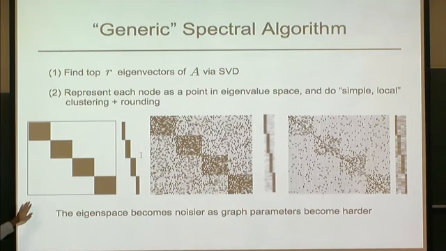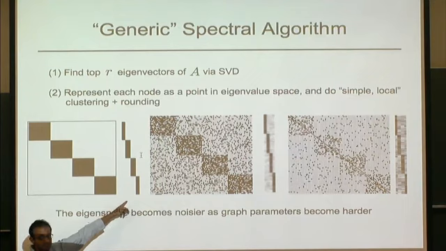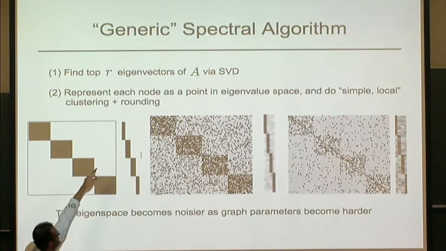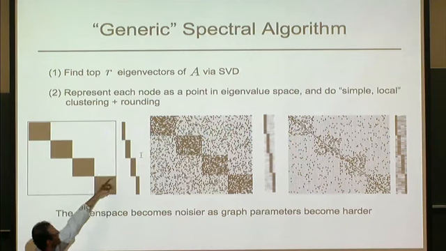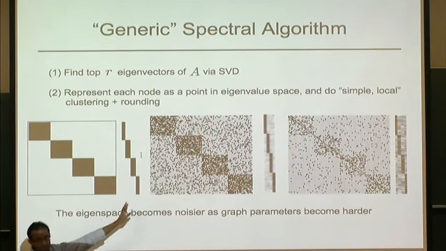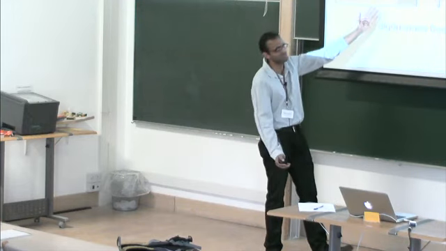Let's say first we were given the stupidest problem, which is that it's already block diagonal. In this case, R is 4, and the top 4 eigenvectors will be exactly this. So if I represent every node as a point in 4-dimensional space, then the nodes of the first cluster will be 1 0 0 0, the second cluster will be 0 1 0 0, the third cluster will be 0 0 1 0, and so on. So this clearly works.